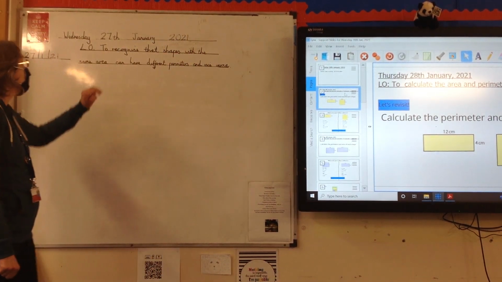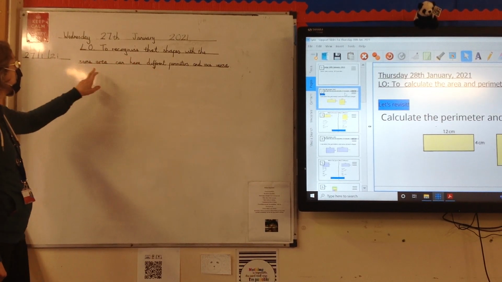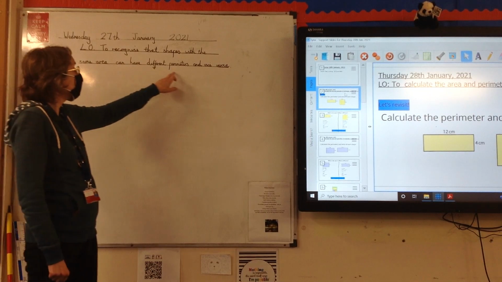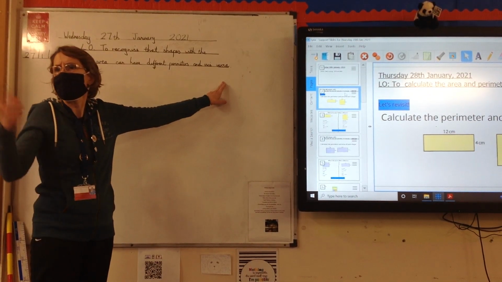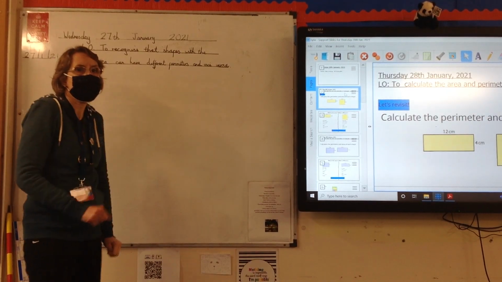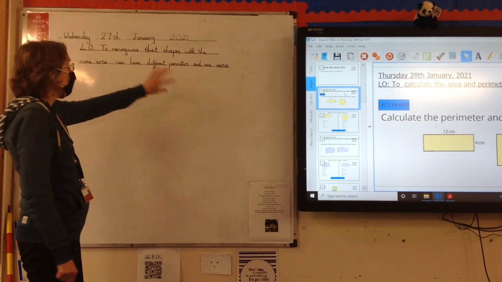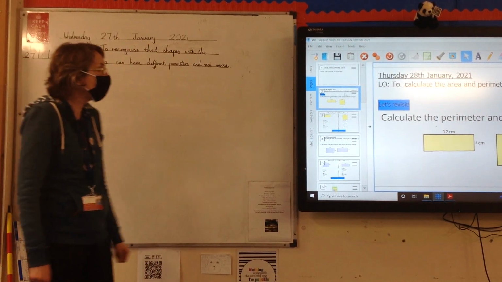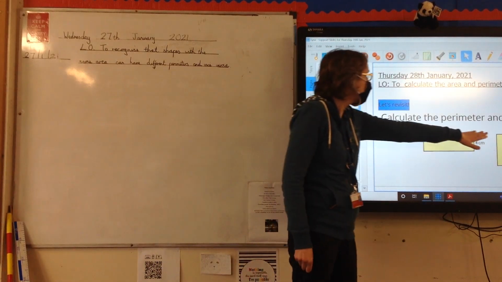Perimeter and area again. Our learning objective is to recognise that shapes with the same area can have different perimeters and vice versa. What does vice versa mean? And the other way around, yeah. So they can have the same area, different perimeter, or same perimeter, different area. Good. Okay.